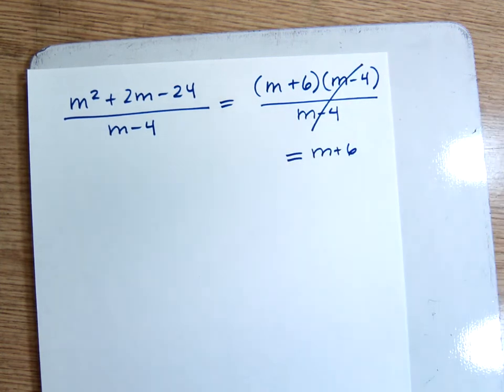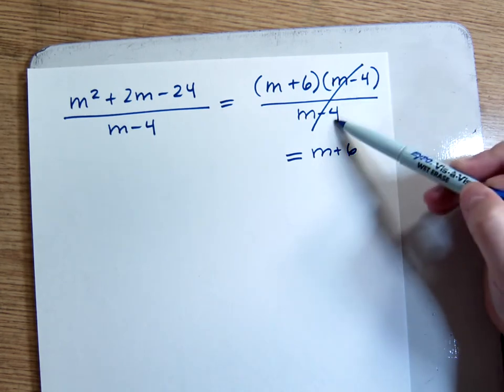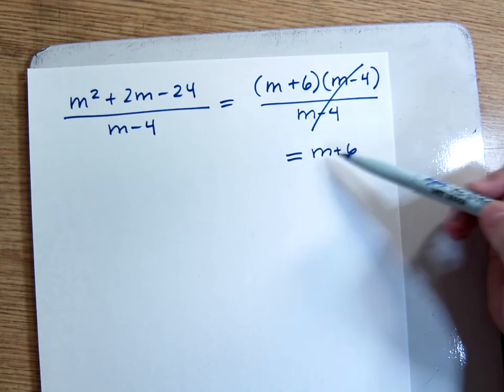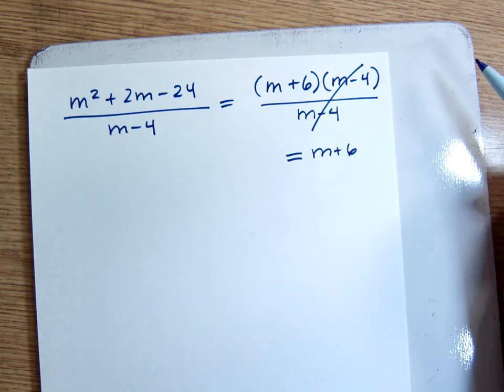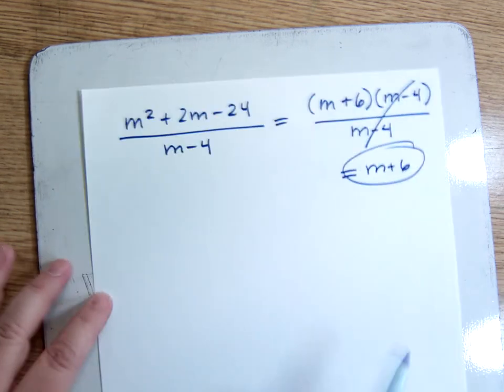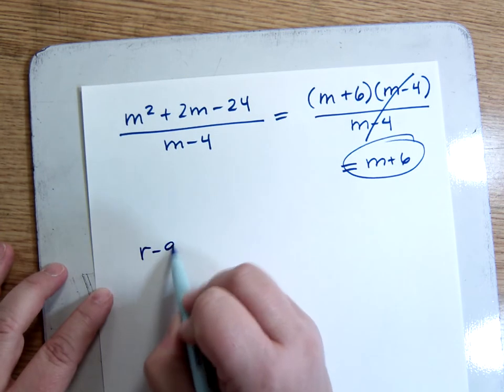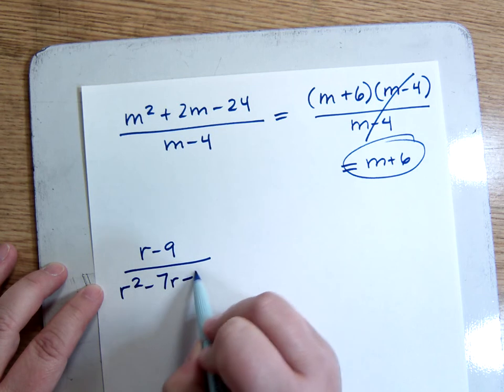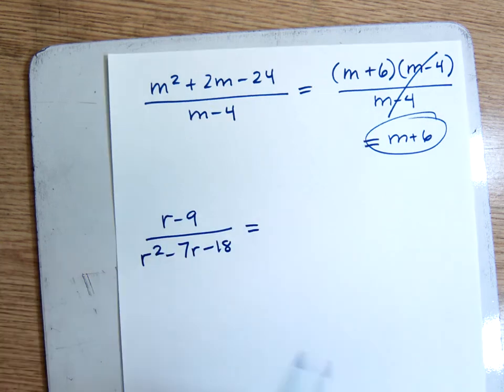What happened to the m minus 4 in the denominator? Remember, when you have something over itself, that's a 1. So now we have a 1 in the denominator. It's really m plus 6 over 1. Do we have to write a 1 when it's in the denominator? No. So I'm not going to. There, I'm done. What if it's r minus 9 over r squared minus 7r minus 18? Well, this can't be factored.